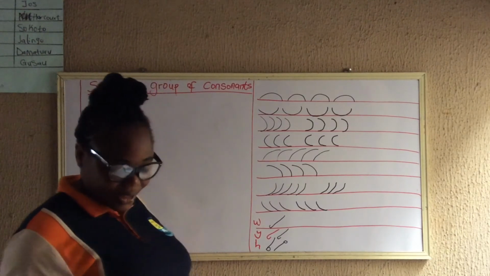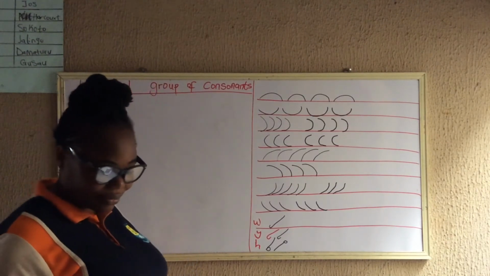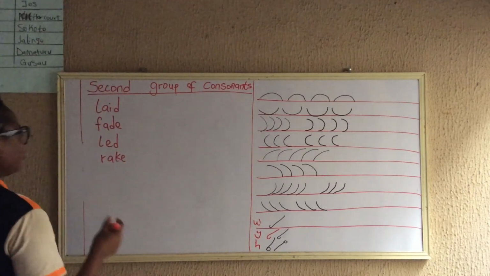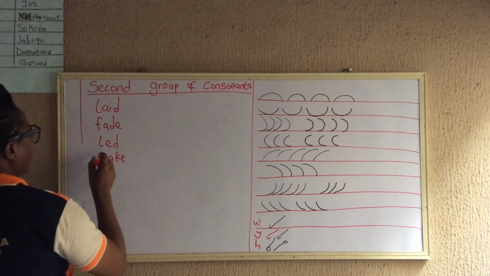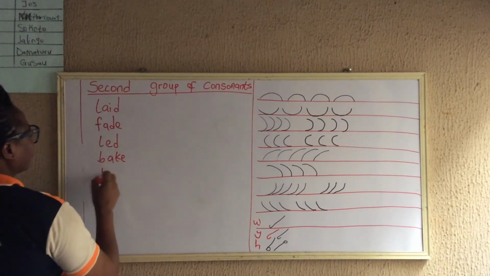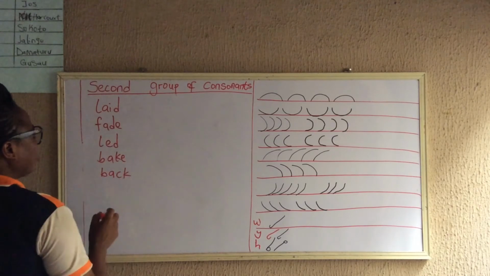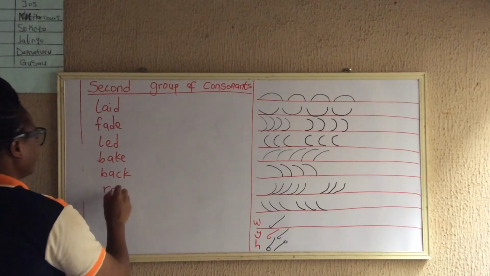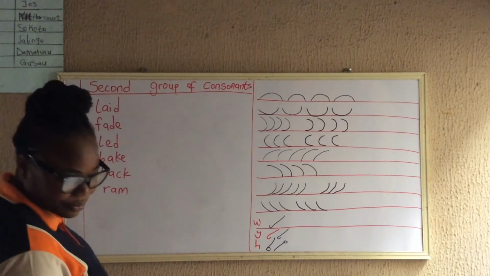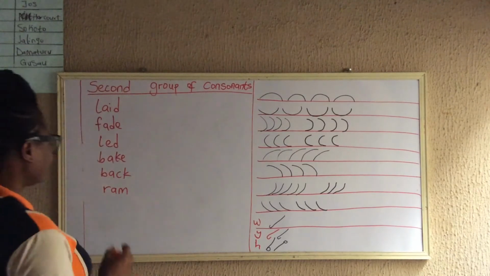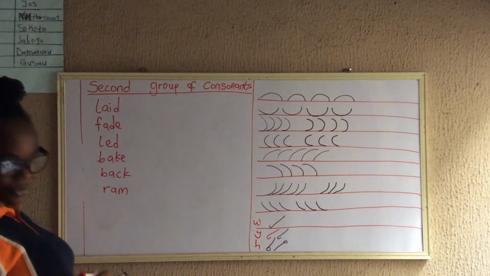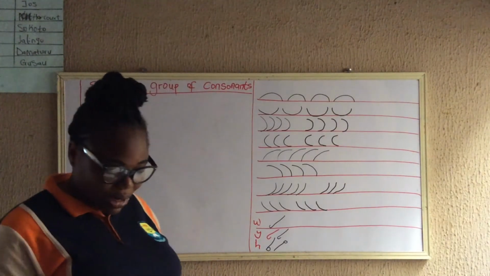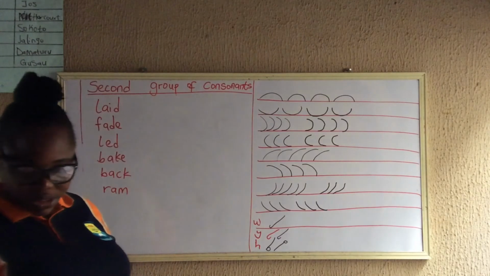I've written fade, back, rats, calm, bait, back, ram. Okay, I think I would like to stop here. Let me just see what we can do with what we have written here.